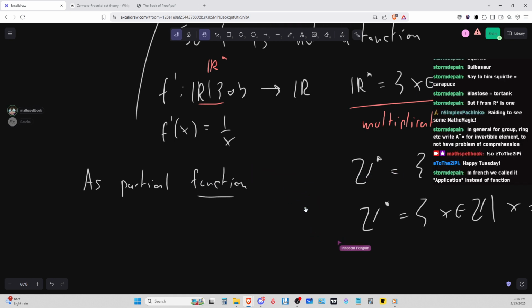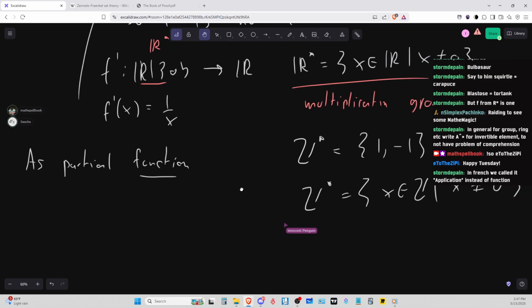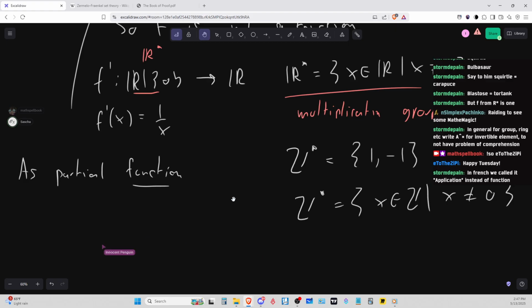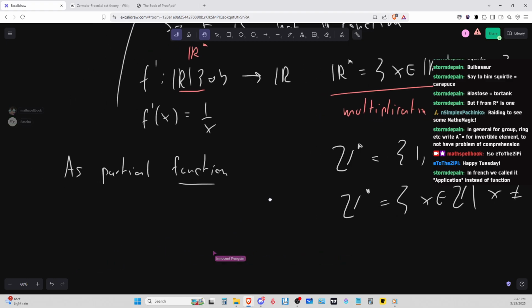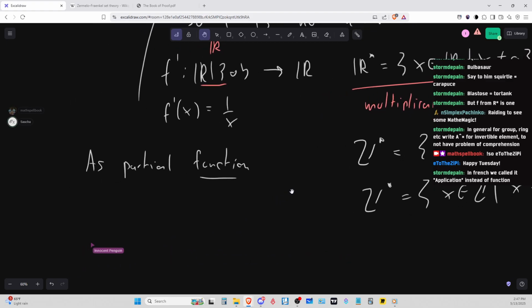Storm is also French, because they said in French we call it application instead of function. Yeah. But it's not always, we don't always follow that. It just varies. Yeah, some people use application in a sloppy way also.